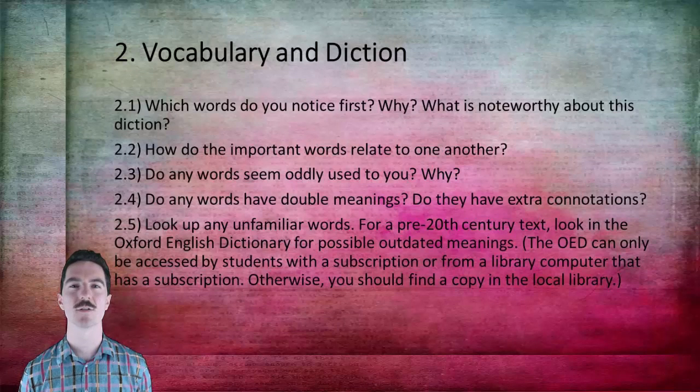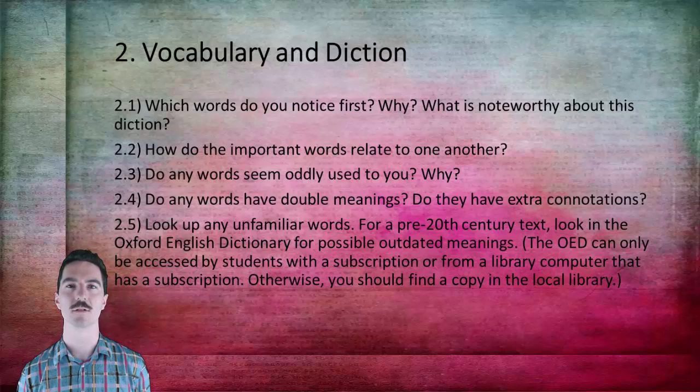So the second section is vocabulary and diction. So this is where we're thinking about the words used and how they put together. So the first question is, what words did you notice and why did they jump out to you? Why are they significant? Circle those, highlight those, underline them, whatever you need to do.